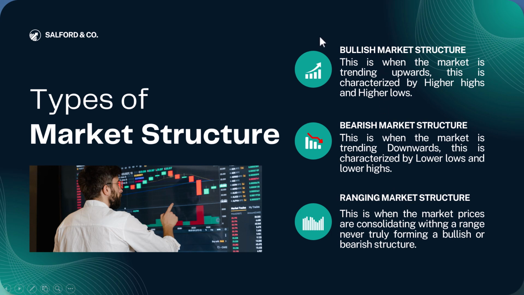So, first of all, for the bullish market structure, this is when the market is trending upwards. This is characterized by higher highs and higher lows. We already established earlier that a bullish market structure is when the market is going upwards, whereas bearish is when the market is going downwards. So, for us to classify a bullish market structure, prices keep forming higher highs and higher lows.